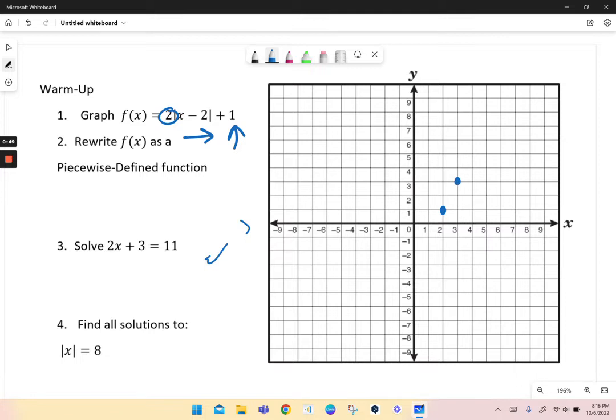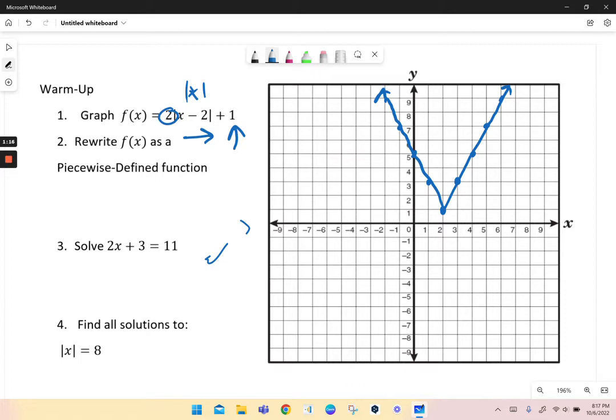And because it's an absolute value, we of course know that it's going to make a V shape. So we've got this constant rate of change in both directions. So this is what our absolute value graph looks like. Okay, so now that we've got that, we want to be able to write this as a piecewise defined function.